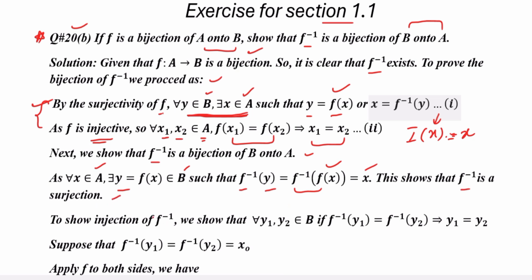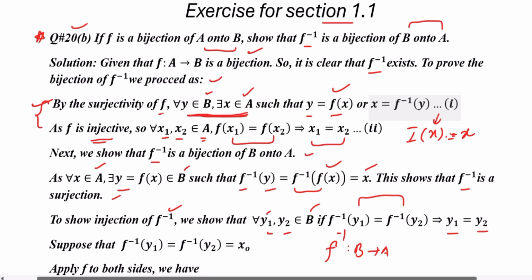To show injection of f inverse, we take two elements y1 and y2 from B. As f inverse starts from B to A, we will choose both elements from the starting set B here. For all y1 and y2 belong to B, if f inverse y1 is equal to f inverse y2, we show that y1 is equal to y2 here.